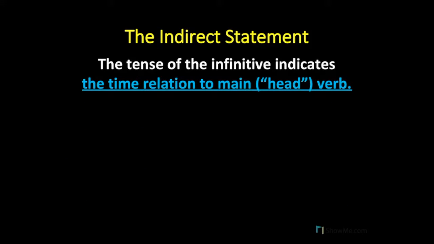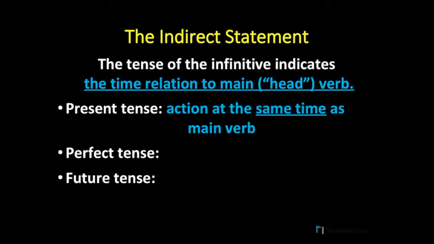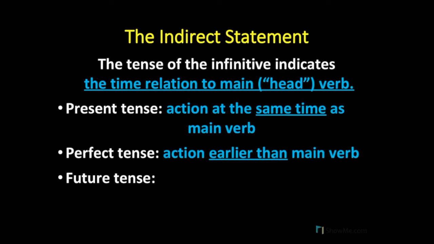Now, I will briefly mention that the tense of the infinitive in the indirect statement indicates a specific time relationship to the main verb, that is the head verb that introduces the indirect statement. There are 3 tenses of infinitives in Latin: the present, the perfect, and the future. The present tense infinitive will denote an action that goes on at the same time as the main verb. In this video, we will just be focusing on present tense infinitives in indirect statements. The perfect tense infinitive, as we will see in another lesson, denotes an action earlier than the main verb, and a future tense infinitive denotes an action that goes on later than the main verb.